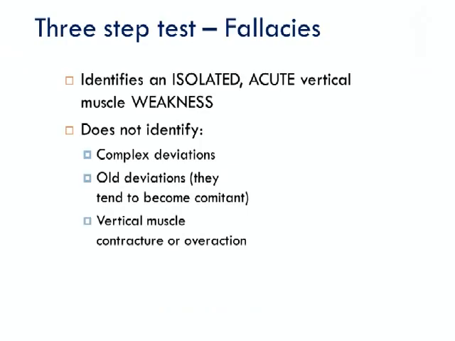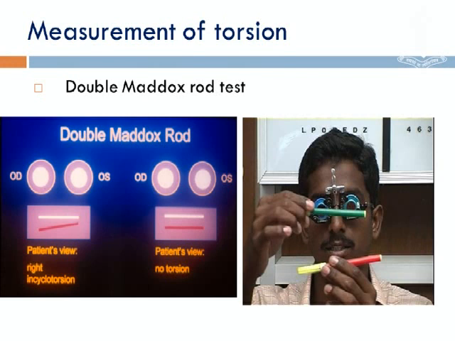So Parks step 1 is which eye is hyper, step 2 is in which gaze it is worsening, whether the right gaze or the left gaze, and step 3 is which tilt it is worsening. These are the 3 steps to help you diagnose the superior oblique palsy. There are certain fallacies in this condition, in the Parks test also. This identifies an acute vertical muscle weakness. It doesn't identify complex deviations or old deviations, because they tend to become comitant, with vertical muscle contracture or overaction.